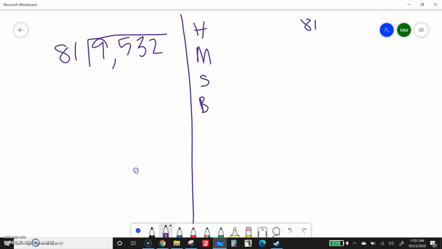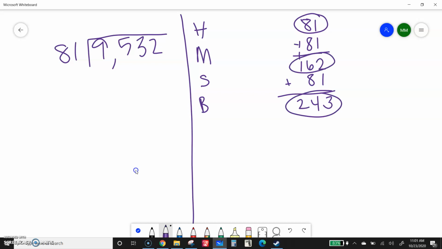Remember, I can write all my multiples. I can write some of my multiples. The last one I did an example where I didn't write all the multiples, but you still can if that is helpful to you. Whatever strategy works best for you to figure out how many times it goes in. Let's go ahead and start though. How many times does 81 go into 9? It does not. How many times does 81 go into 95? Well, 162 is too big, so 81 it is, which is just one time.